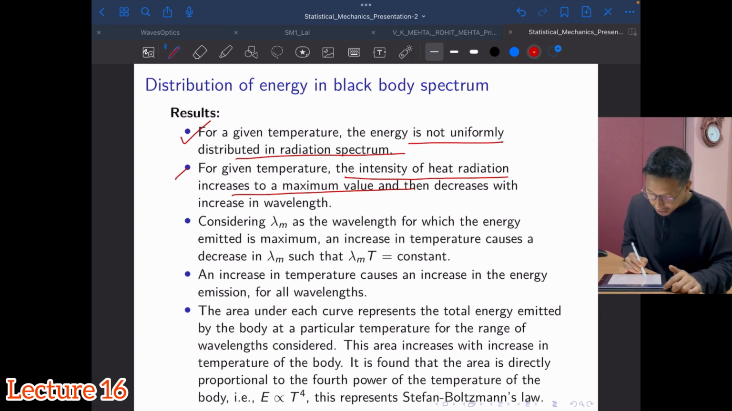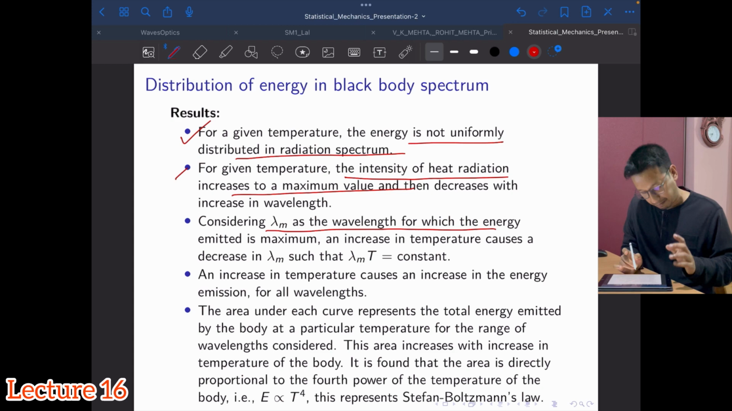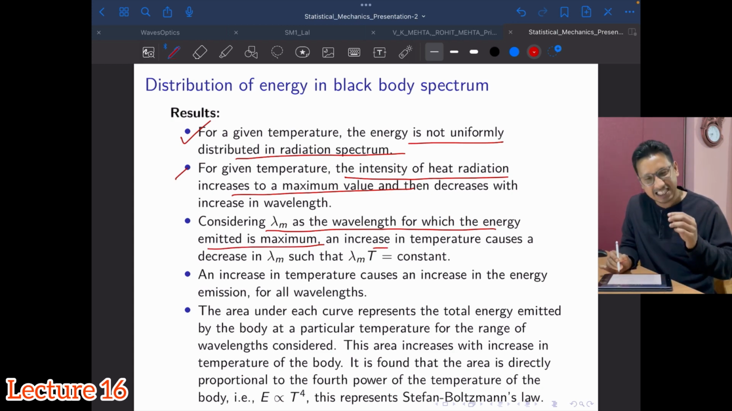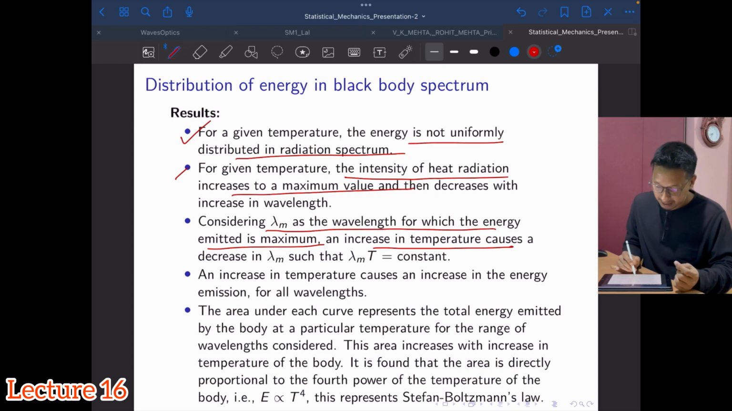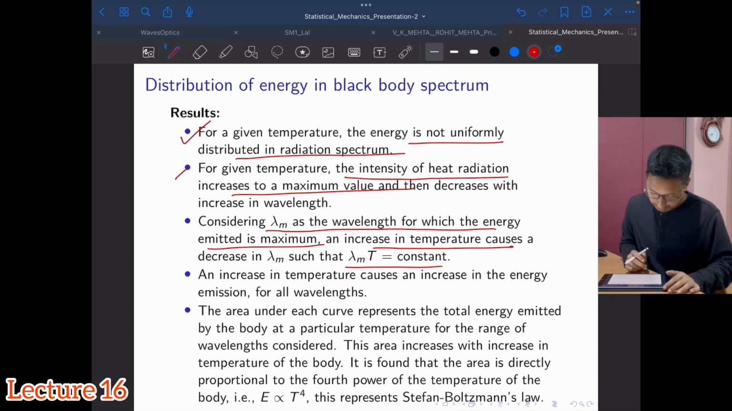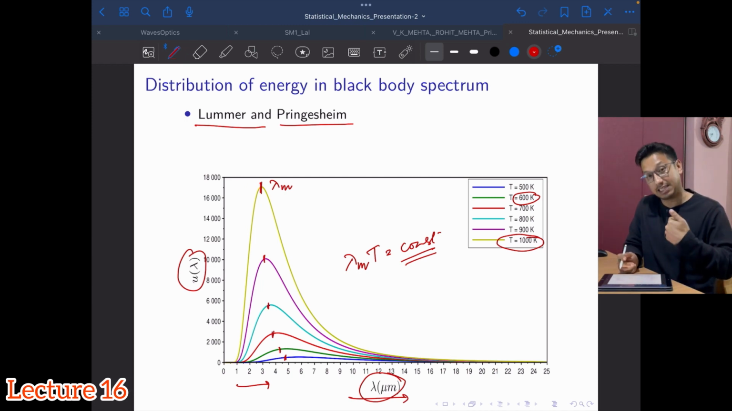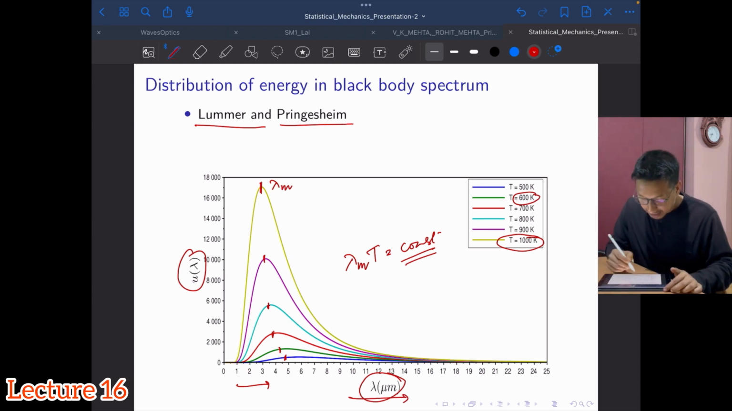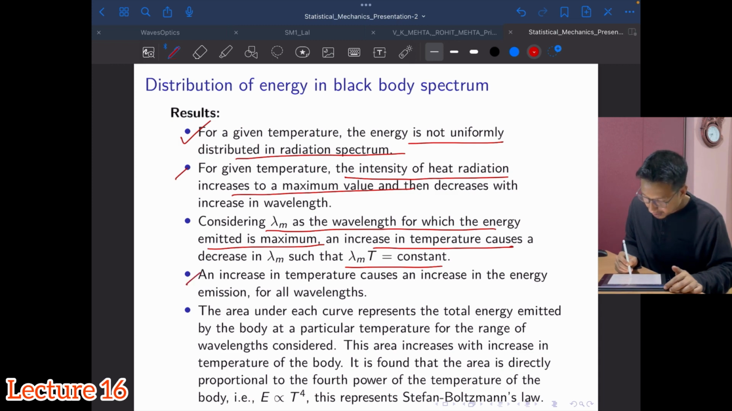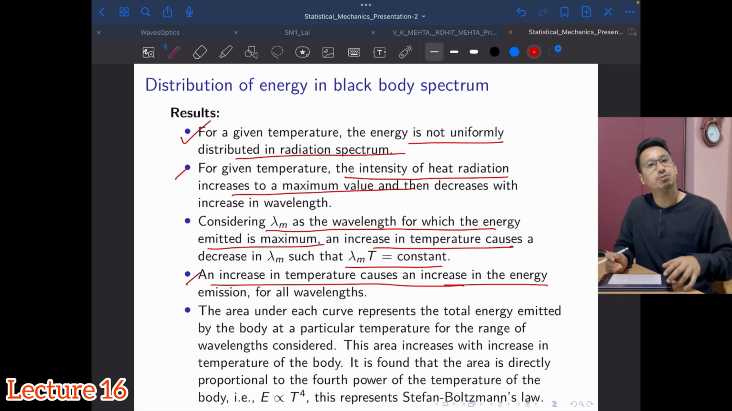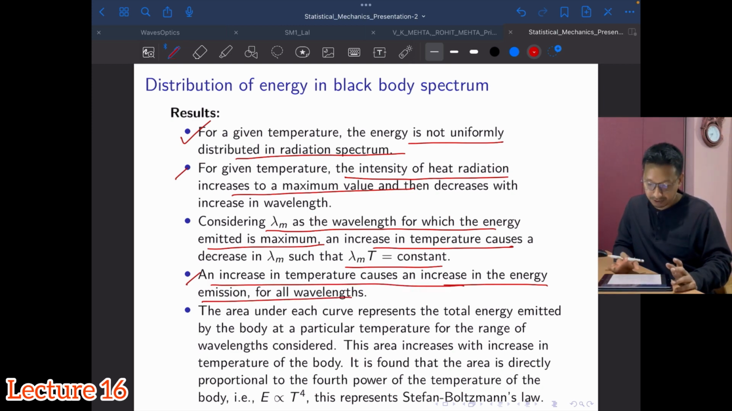Then, considering lambda m as the wavelength for which the energy emitted is maximum, an increase in the temperature causes a decrease in lambda m, which I talked about just a few seconds back. So increase in temperature, decrease in lambda m. See the lambda m dots that you have seen here: they are going towards the left. That means lambda m is decreasing as we increase the temperature. Also, an increase in temperature causes an increase in energy emission for all wavelengths, which we have already seen and discussed.